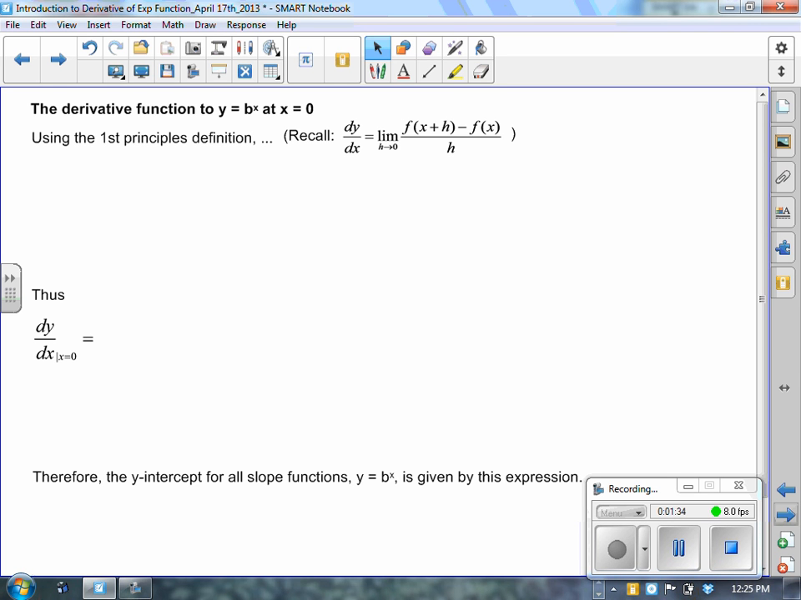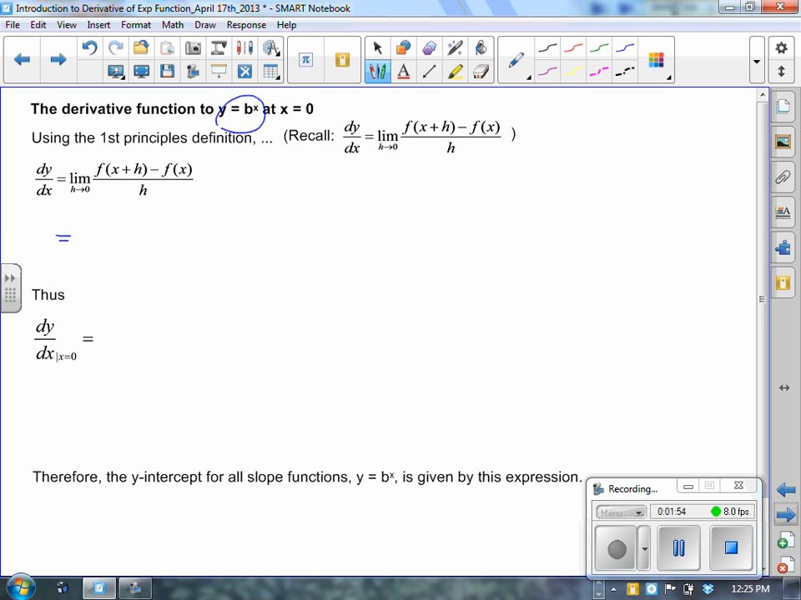So let's take our first principles definition. That is dy by dx is the limit as h approaches 0 of the difference quotient f at x plus h minus f at x all over h. Being that we are dealing with the function y equals b to the x, let us rewrite this statement as the limit as h approaches 0 of b to the x plus h minus b to the x all over h.